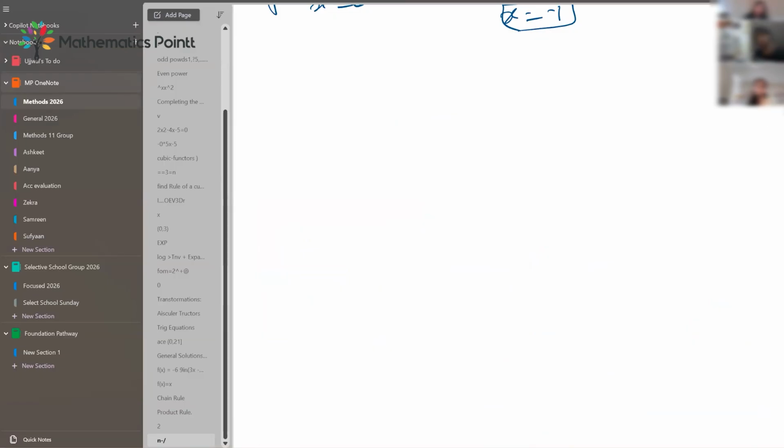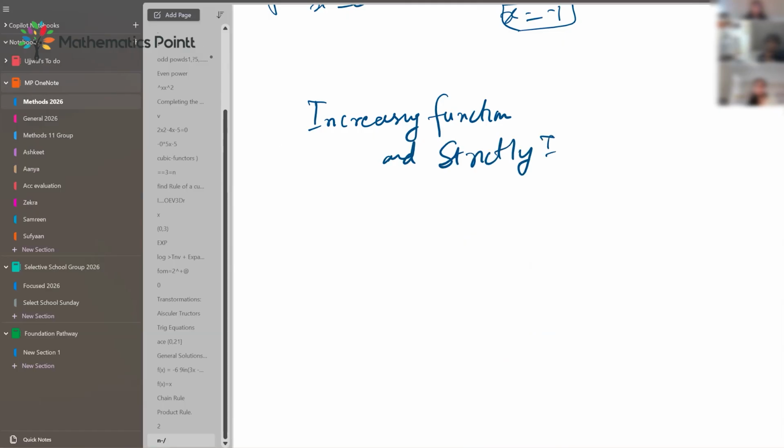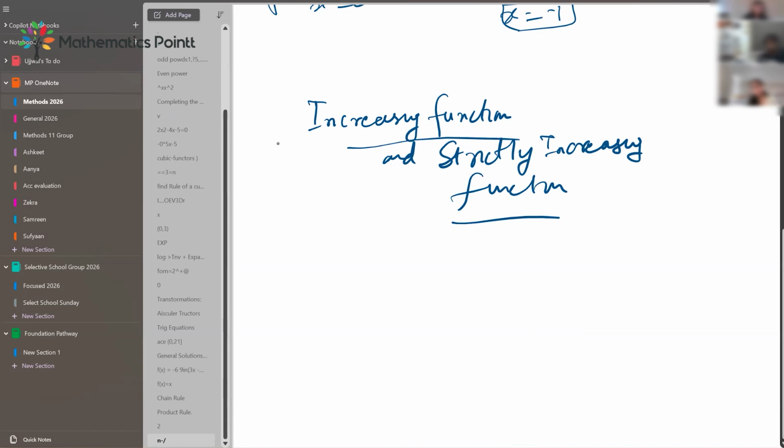Let's understand something called an increasing function and something called a strictly increasing function. You would hear these words quite often. This is an increasing function. This is a strictly increasing function. What is the difference? Anyone has any clue? What is the difference?